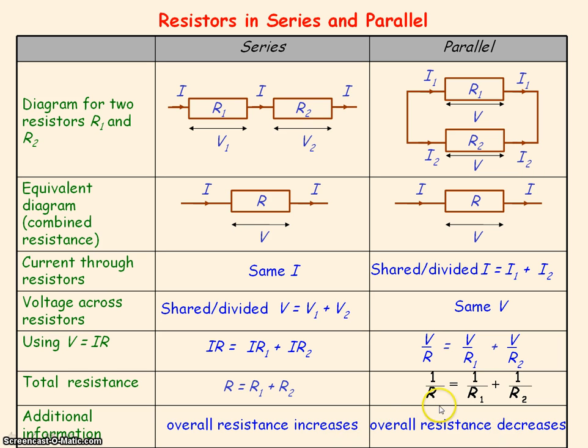It's important to know that your value of R will always be less than your values of R1 and R2. And that's a good way of knowing if you've done your calculation correct for working out the total resistance.